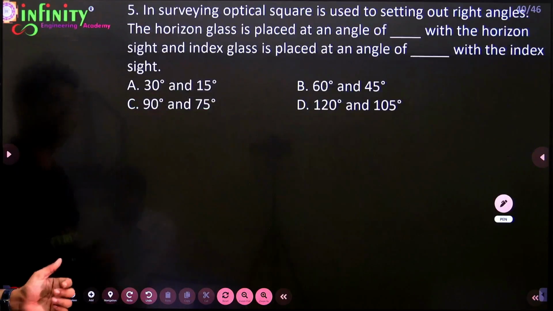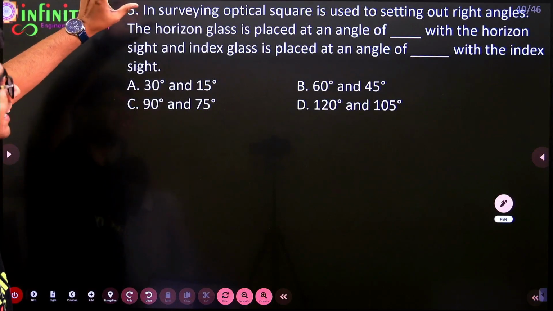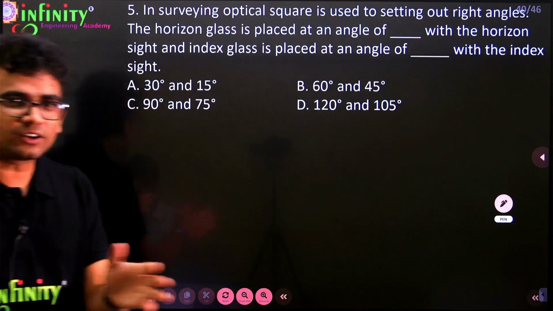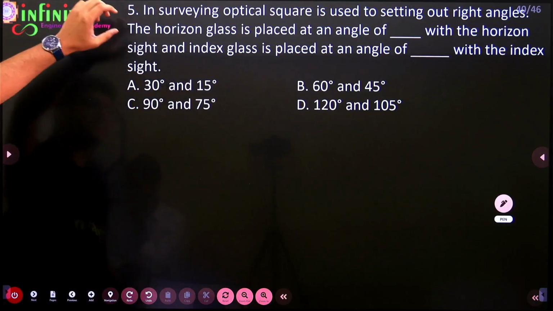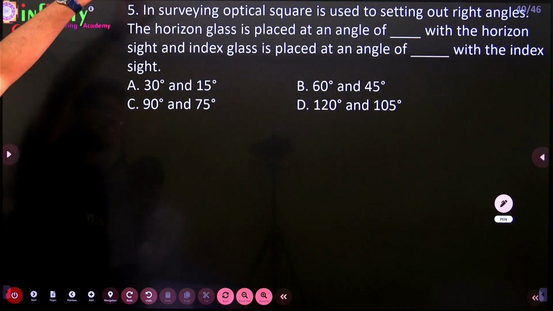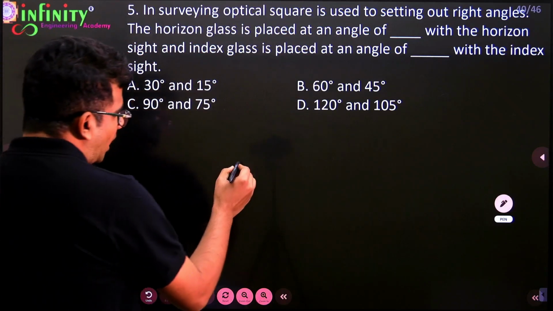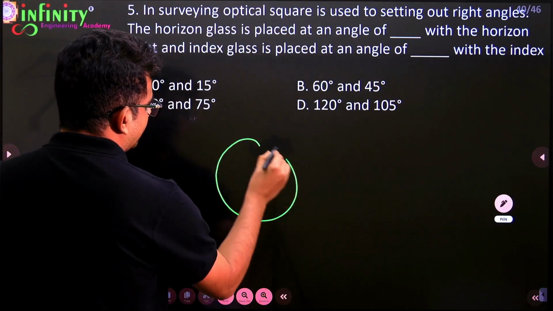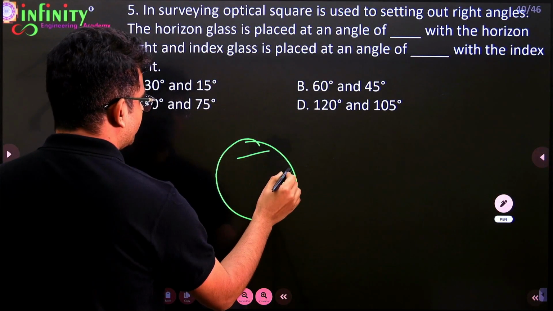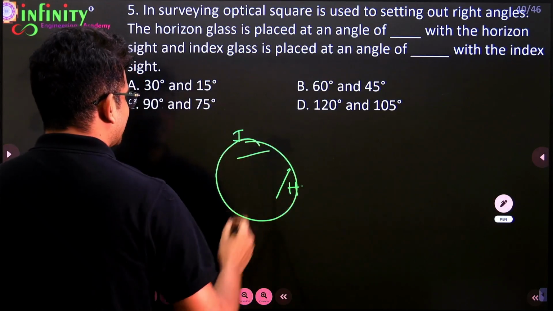Okay, next question. In surveying, the optical square is used for setting out right angles. Everyone knows that. Then the horizon glass is placed at an angle of dash with the horizon side, and the index glass is placed at an angle of dash with the index side. If you see the optical square, it consists of two glasses basically. Suppose this is the horizon glass and this is the index glass.